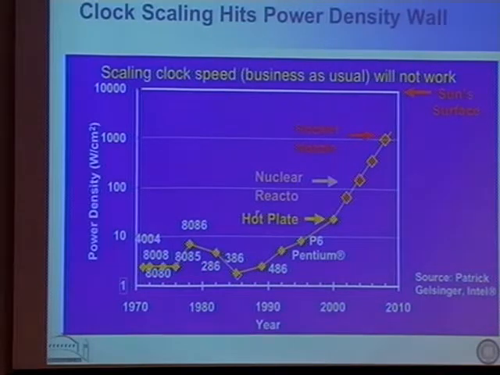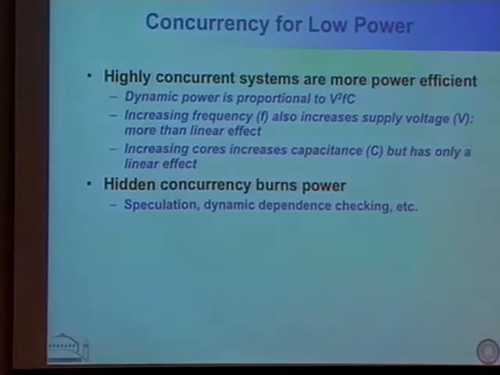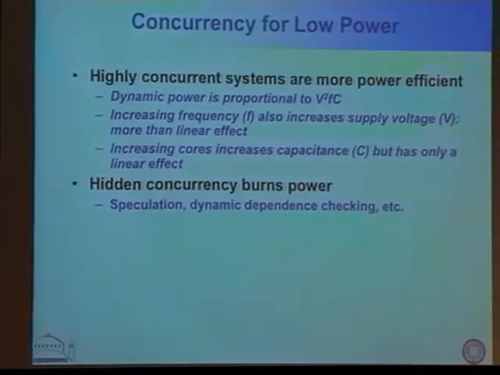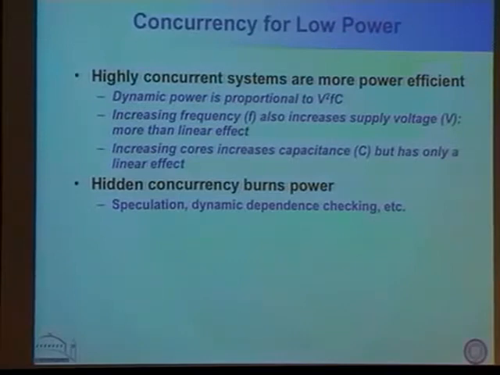moved towards multi-core processors. The reason behind this is that high concurrency systems are more power efficient, so you can have the same performance by lowering the clock rate, and therefore using less power than if you try to have a higher clock rate.